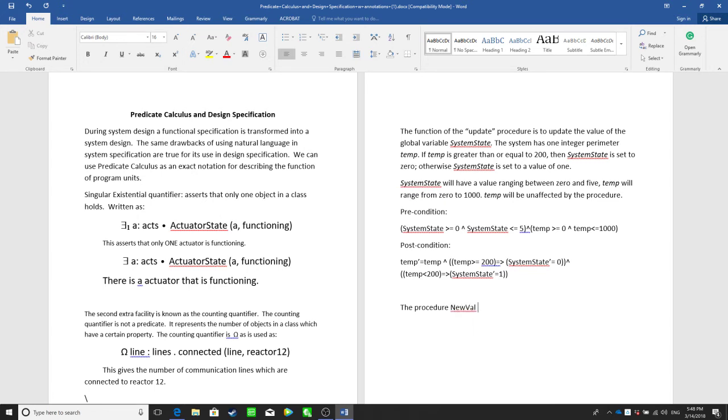The procedure "newval" has one integer parameter, val. The function of newval is to increment the parameter by 1.